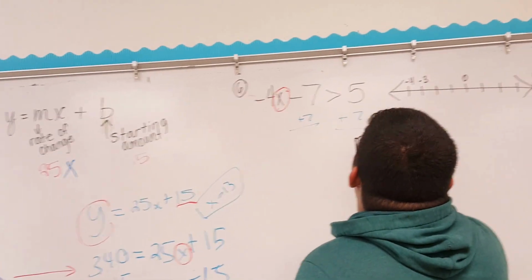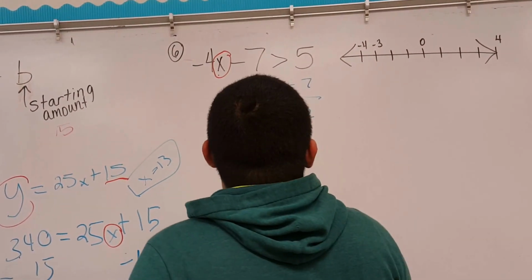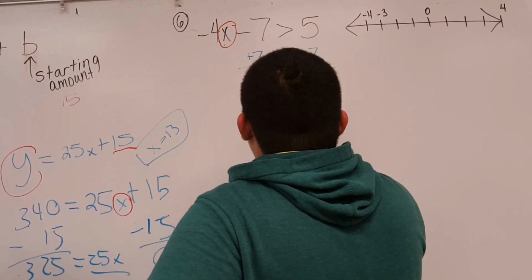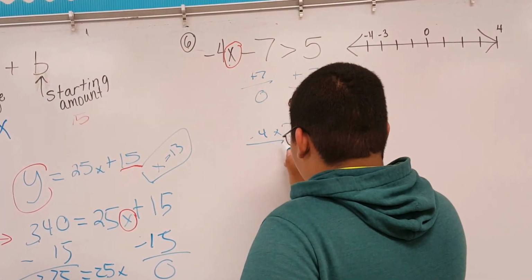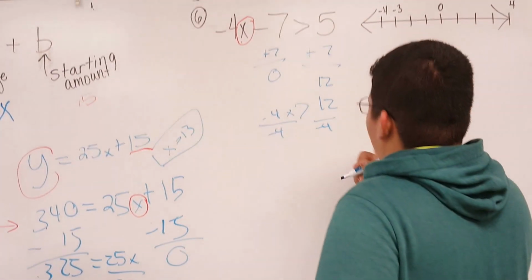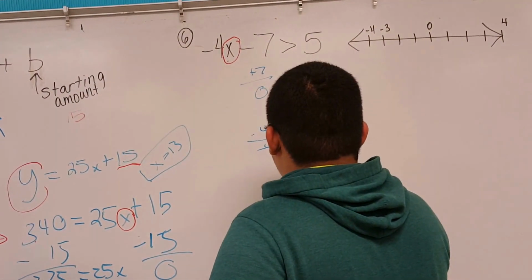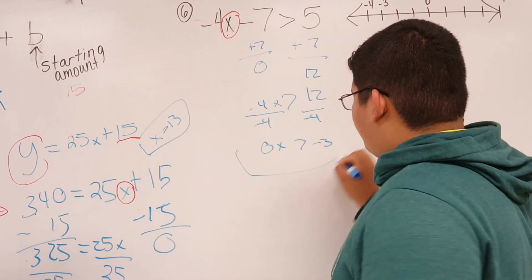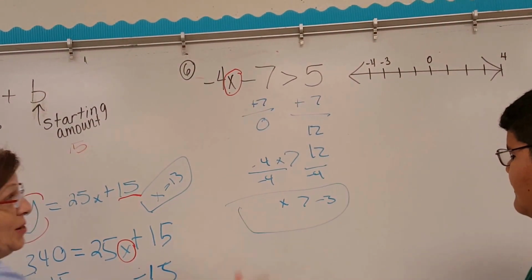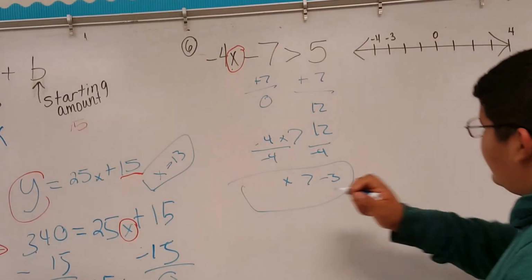That'd be 12. So we have 12 and negative 4x, and divide by negative 4. Good. And that'd be negative 3. So it's never 0 x's, it's always 1 x, or there would be no x there. Anything divided by itself is 1.